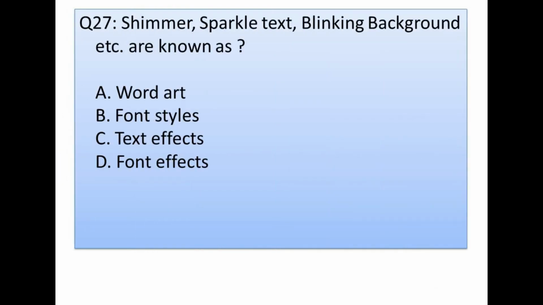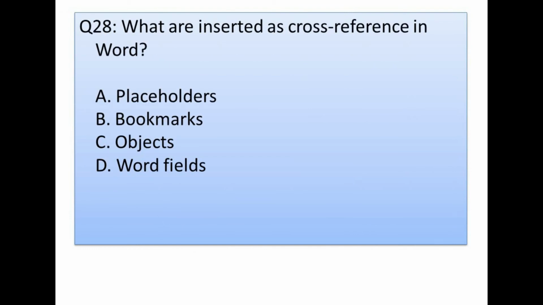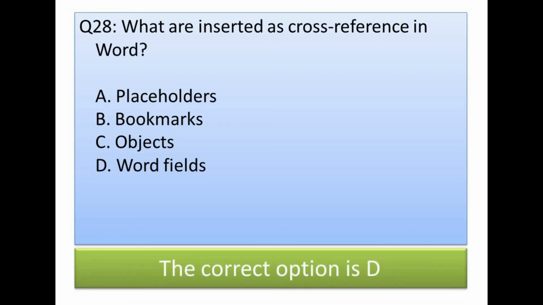Shimmer, sparkle text, blinking background, etc. are known as word art, font styles, text effects, font effects. So the correct option is C. What are inserted as cross-reference in Word? Placeholders, bookmarks, objects, word fields. So the correct option is D.